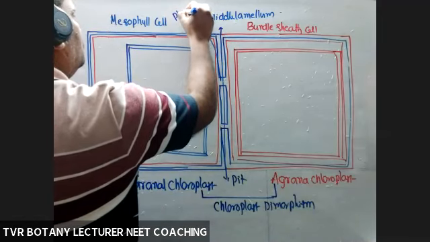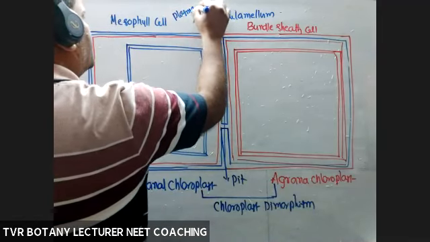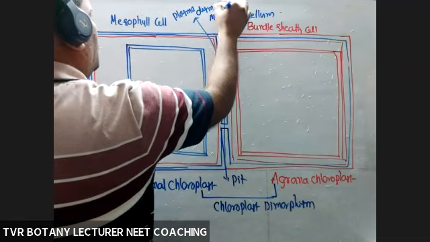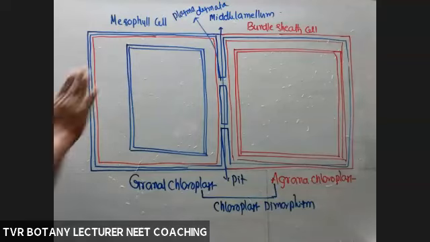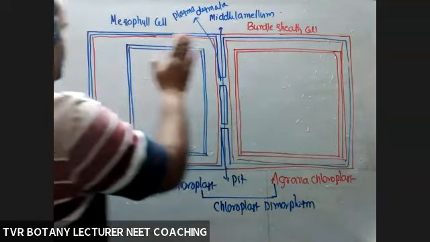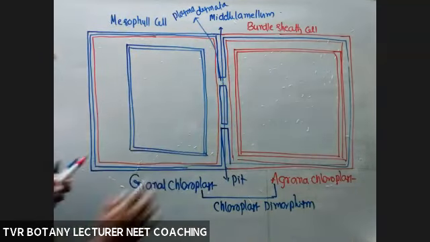So here I'm writing plasmodesmata, that is concerned with the intercellular transportation of materials, right? So mesophyll, bundle sheath. Two kinds of photosynthetic cells are required. Now, what are the reactions?